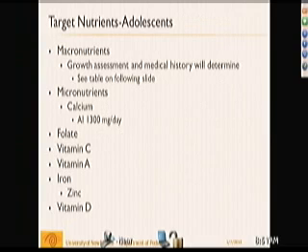So our target nutrients in adolescence, the macronutrients, we're going to talk a little bit about that. There's a table that we have on the following slide. But again, the growth assessment that we've talked about in previous sessions and the medical history will determine what we expect in terms of growth, and therefore what we're concerned about with macronutrients. Also the stage of puberty. If you're in that really rapid growth spurt, obviously you're going to need a little bit more of everything at that point, and energy being one of those things.